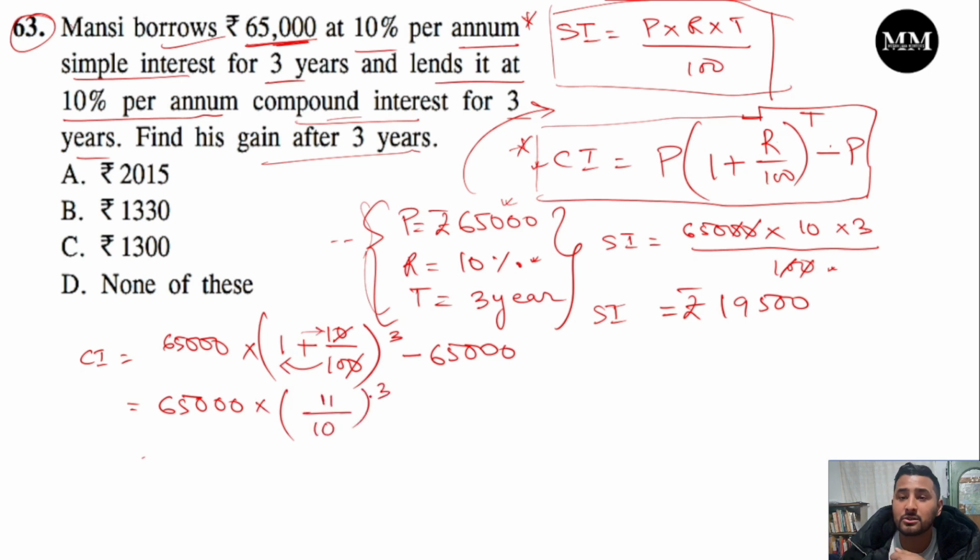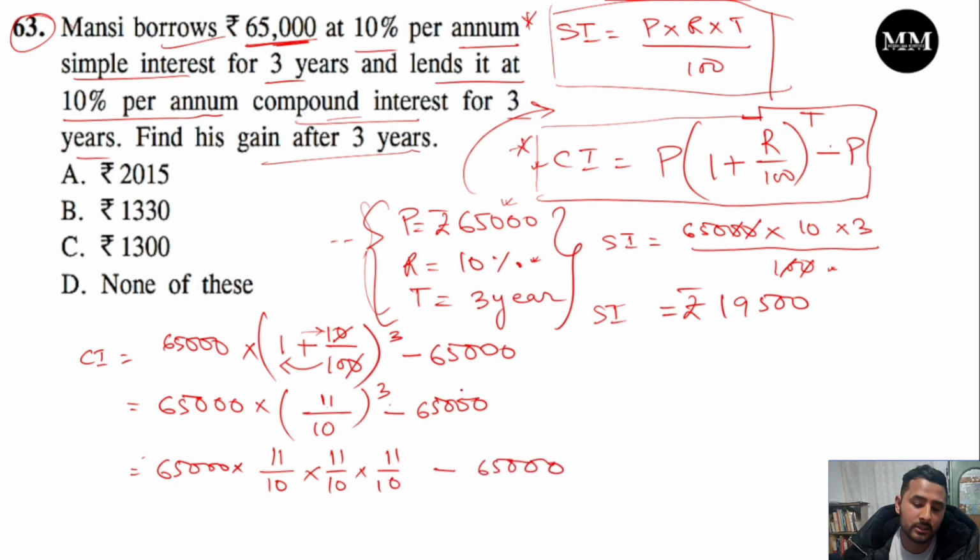This type of question has already been solved in our last videos. Minus 65,000. Now 11 by 10 to the power 3 means 3 times: 11 by 10 into 11 by 10 into 11 by 10, and this minus 65,000 will remain. So don't go for minus directly. First of all, using the BODMAS rule, we have to do the multiplication. Let us cancel: 0 and 0 get cancelled, 0 and 0, 0 and 0. Now start with the multiplication, 65 into 11 into 11 into 11.